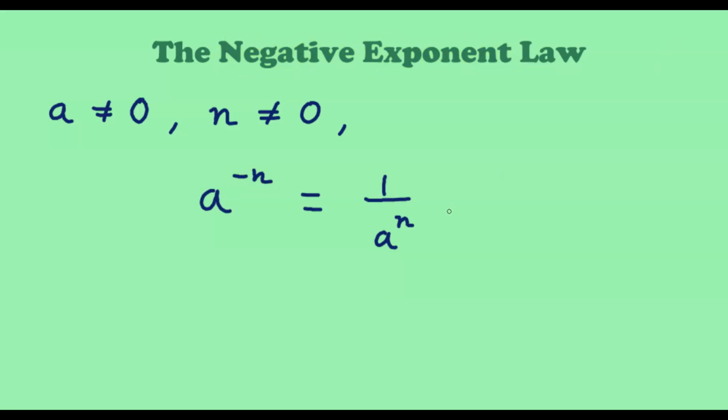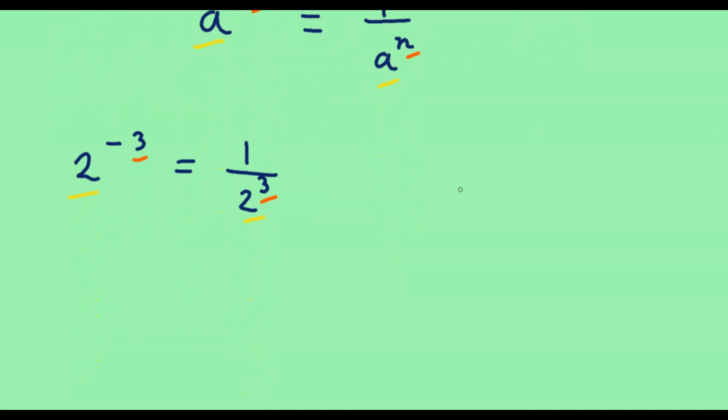So let us consider a few examples. Let us consider 2 to the power of negative 3. This will simply be 1 divided by 2 to the power of 3. Here we can see that the value of a is equal to 2, and the value of n is equal to 3. Now let us see why exactly the negative exponent law works.